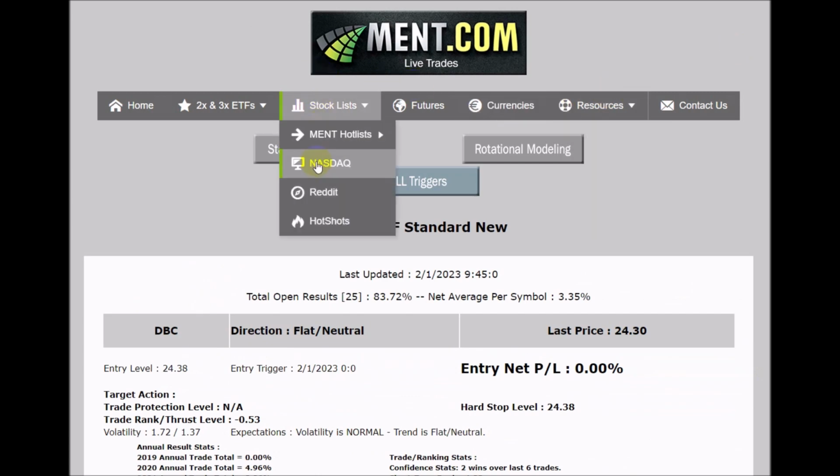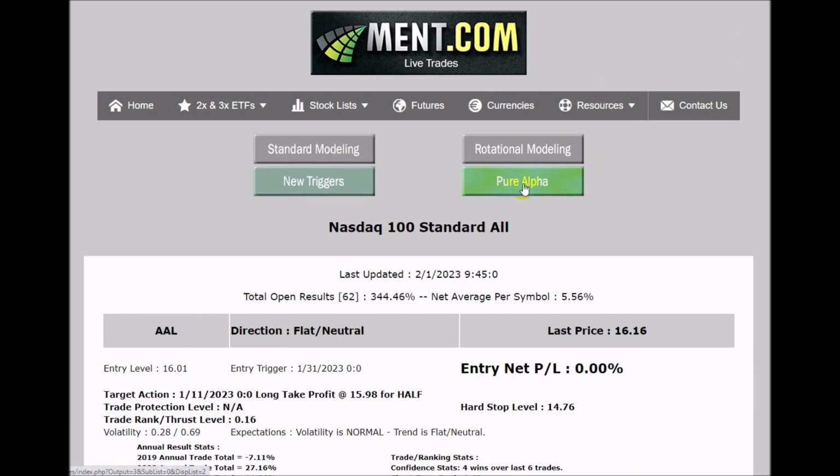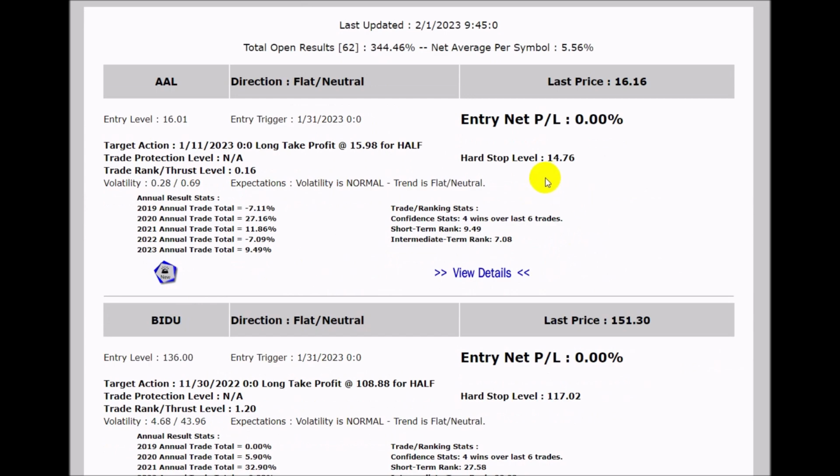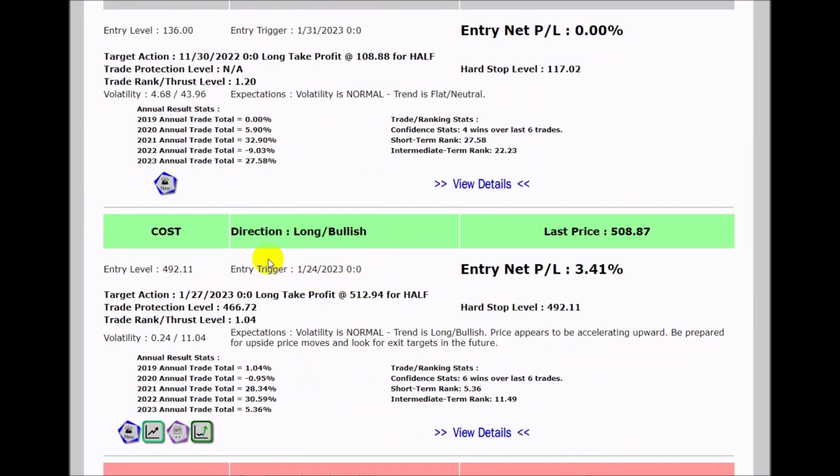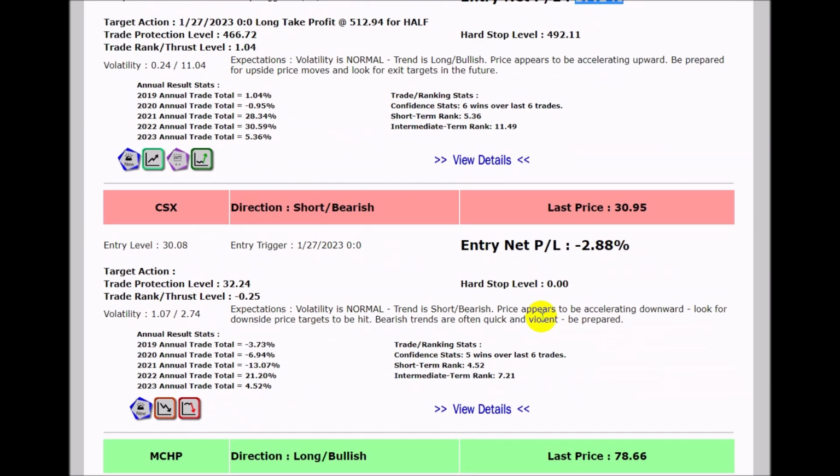Literally hundreds of triggers. NASDAQ list, pure alpha: Costco, a trigger as of about a week ago, it's already gone flat for half. It's up 3.14%. CSX is a new trigger from a couple of days ago. It's off 2.88%. This is a pure alpha trade. This might be a good trade still. We can get in actually below or above our entry price. Entry price 30.95. Yeah, above our entry price because it's short.